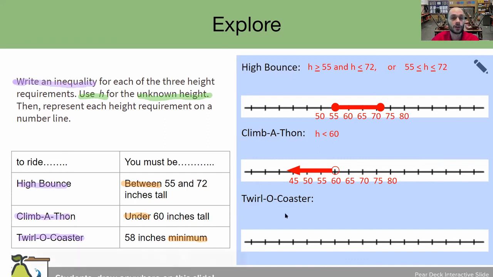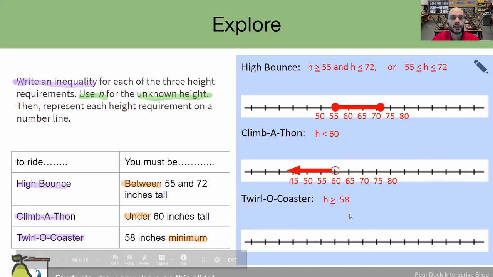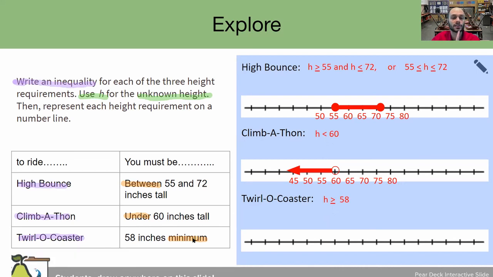Now, let's move on to Twirler Coaster. Please pause this video and ask yourself, 58 inches minimum. How do you write that as an inequality? All right, welcome back. If you said h has to be greater than or equal to 58, you are correct. Think about this for a quick second. If you need a 58-inch minimum, that means you have to be 58. That is the smallest number you are allowed to be in terms of your height. Then you have to be taller. So you can be 58 inches tall or you have to be taller. If you are any inch shorter than 58, they will not let you ride.